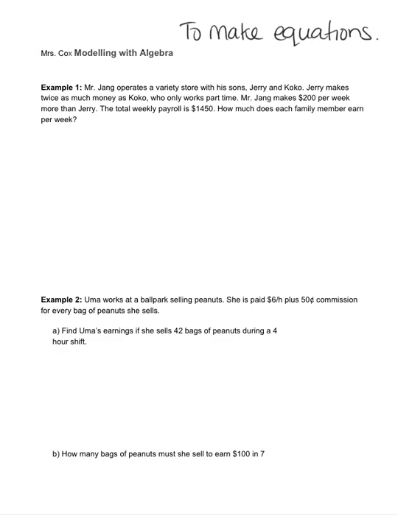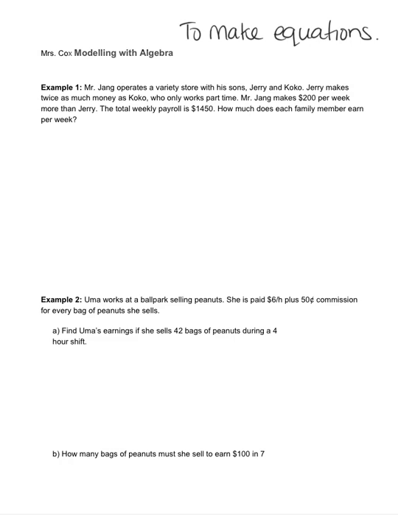So the first example is Mr. Jang operates a variety store with his sons, Jerry and Coco. Jerry makes twice as much money as Coco, who only works part-time. Mr. Jang makes $200 per week more than Jerry. The total weekly payroll, so this is how much they pay out altogether, is $1,450. How much does each family member earn per week?